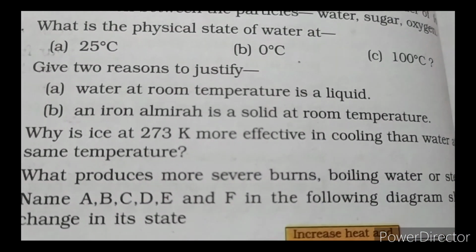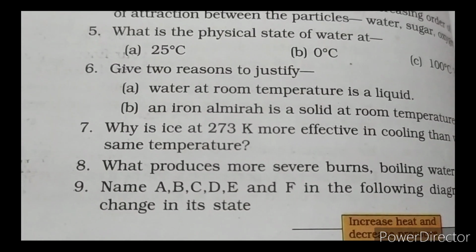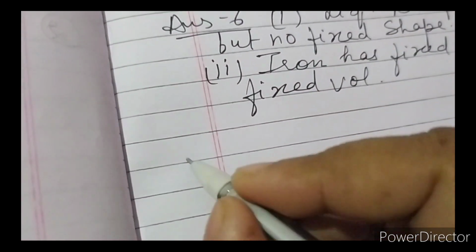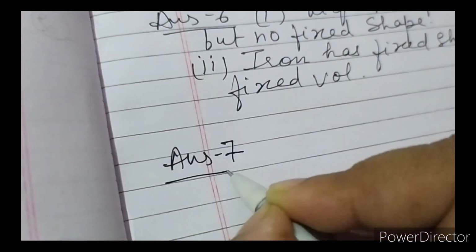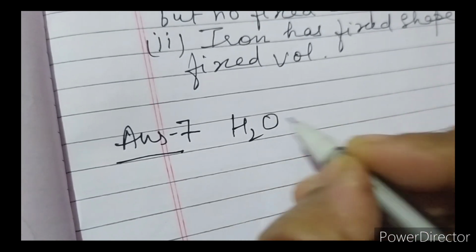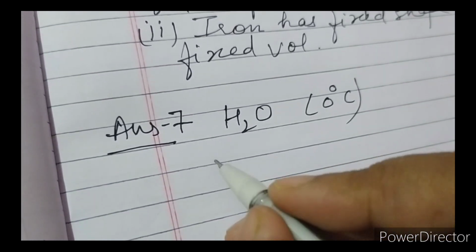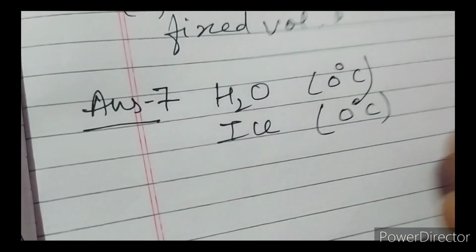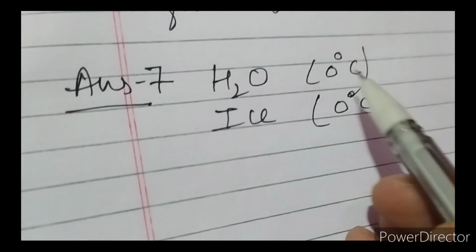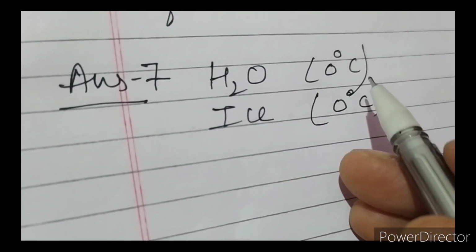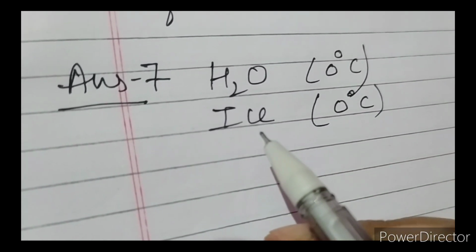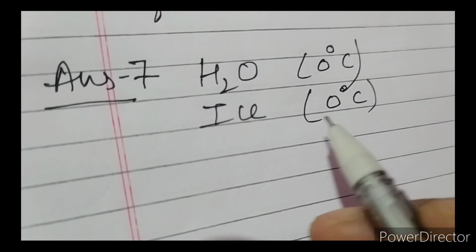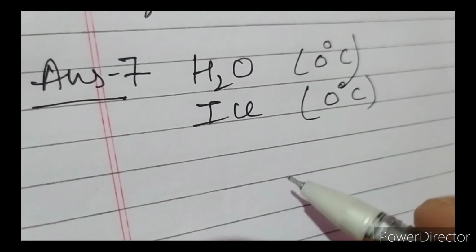Because of the latent heat of fusion of the ice. Now let's understand it, let me first explain it. In this answer number 7, they have asked you why, suppose there is water at 0 degrees Celsius and ice is there at 0 degrees Celsius. You can write it in your own words, but first try to understand it. If water is at 0 degrees Celsius, it will have some kinetic energy between the particles, but ice at 0 degrees Celsius is solid. It will have minimum kinetic energy between the particles as compared to that of water.